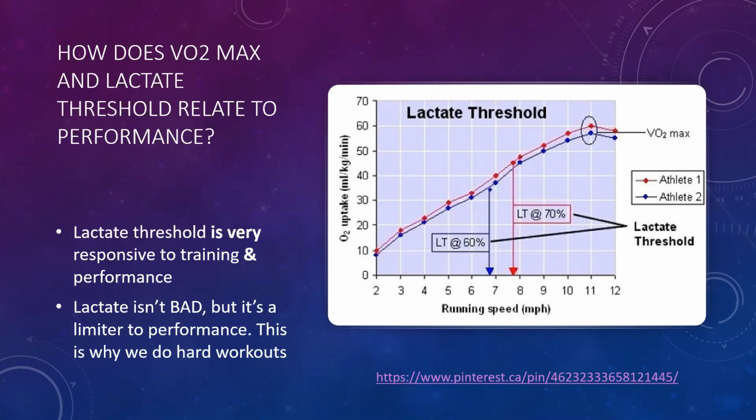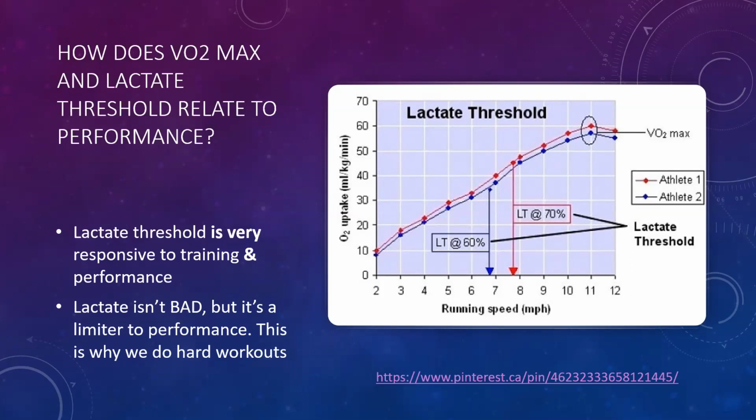Athlete 1 has a lactate threshold at about 70% of their VO2 max, and athlete 2 has a lactate threshold at about 60% of their VO2 max. And you can see what running speed that equates to. But this is really interesting if they were running at a pace of like 7.5 miles per hour, somewhere between their two lactate thresholds.